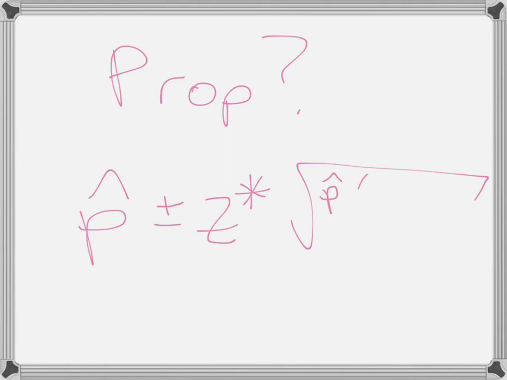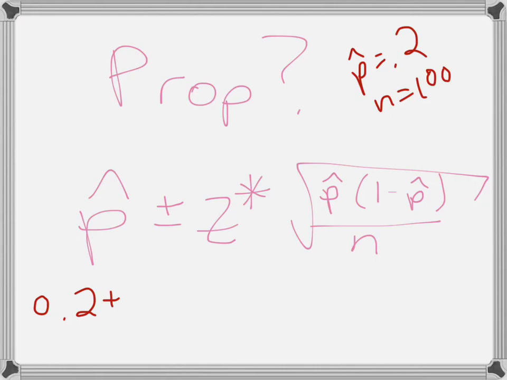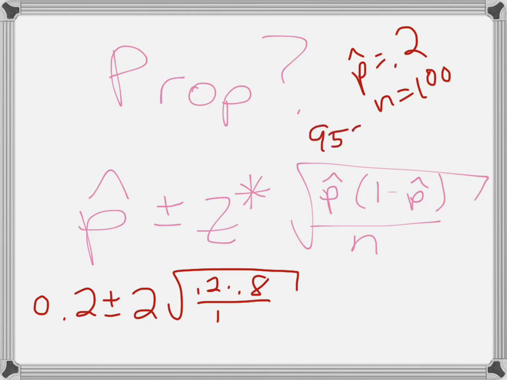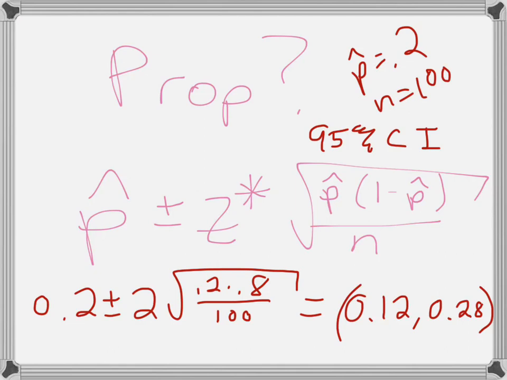So what about proportions? Well, same idea. We center around p hat plus or minus z star times the standard deviation of the sampling distribution. Let's say p hat is 0.2 and n is 100. That means our confidence interval is going to be 0.2 plus or minus 2, and we're going to say this is a 95% confidence level, times the square root of 0.2 times 0.8 over 100, which means our true proportion is between 0.12 and 0.28. So I could say I'm 95% confident the true proportion of teenagers who will get into a car accident this next year is between 0.12 and 0.28.